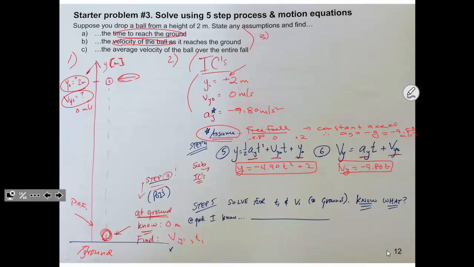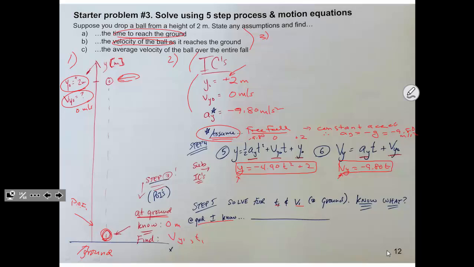So our next step is to solve for our time and velocity. I'm just going to refresh my memory. At the ground, what do I know? I know that my height is 0. My y value is going to be 0 meters. Well, guess what? That can only fit one place. It's going to plug in right there. So I'm going to plug that in: 0 equals negative 4.90 t squared plus 2. And now all you have to do is solve this for time. I'm going to leave that math to you.